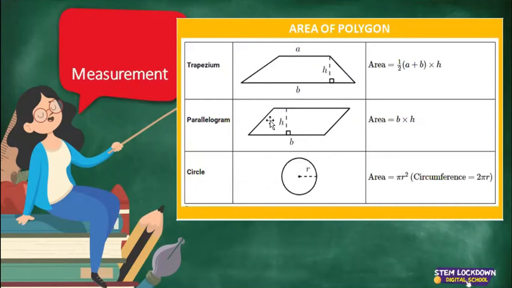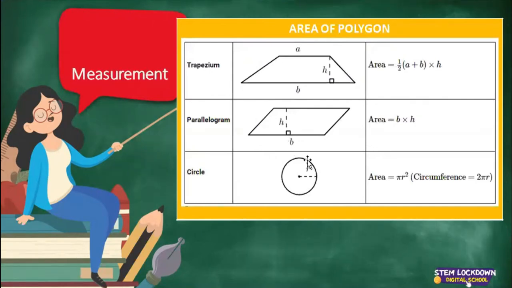To find the area of a parallelogram, we use the base multiplied by the height. Remember, the height must be perpendicular. The formula for finding the area of a parallelogram is height times the base, whereby the base and the height must be perpendicular.